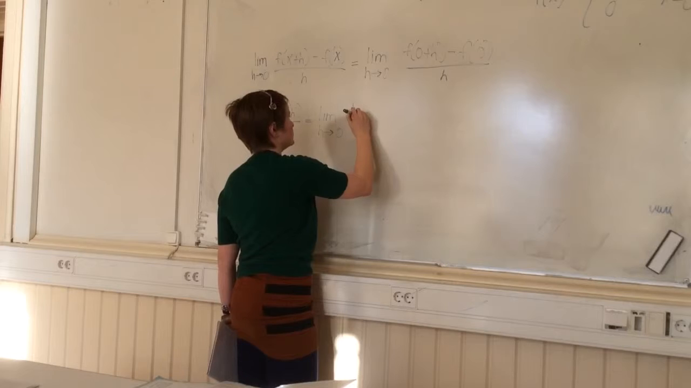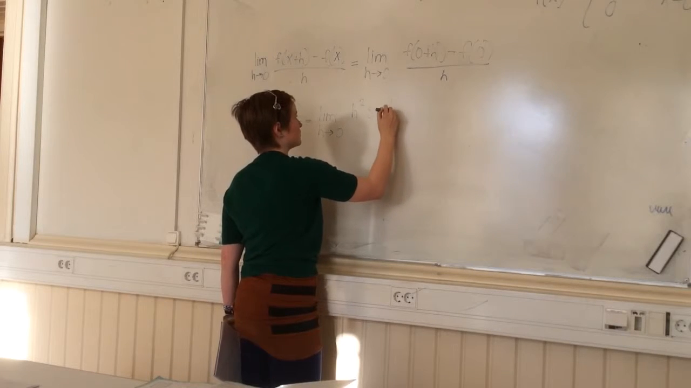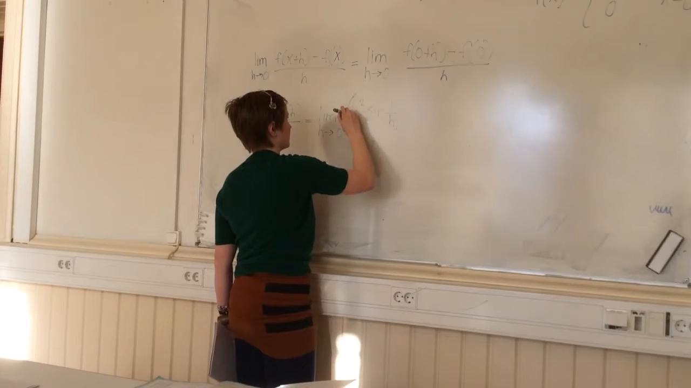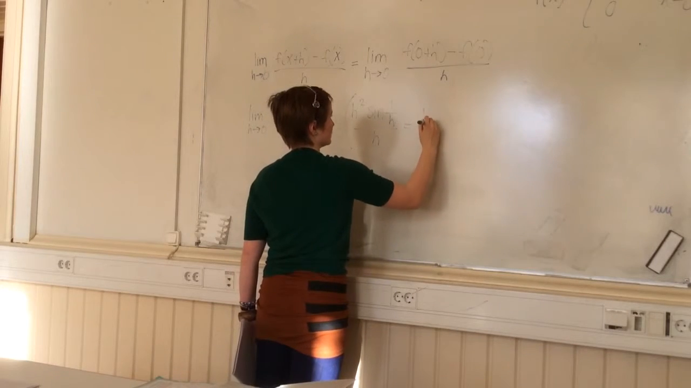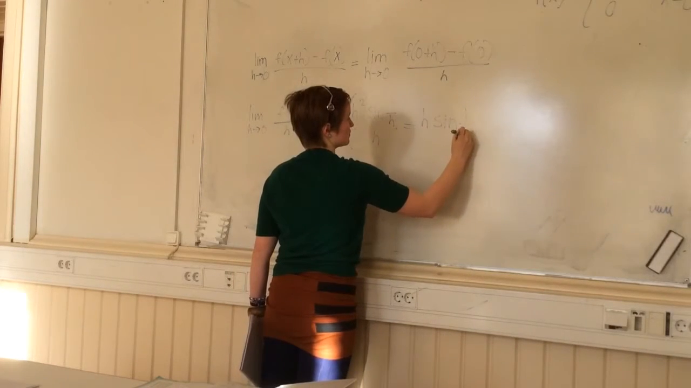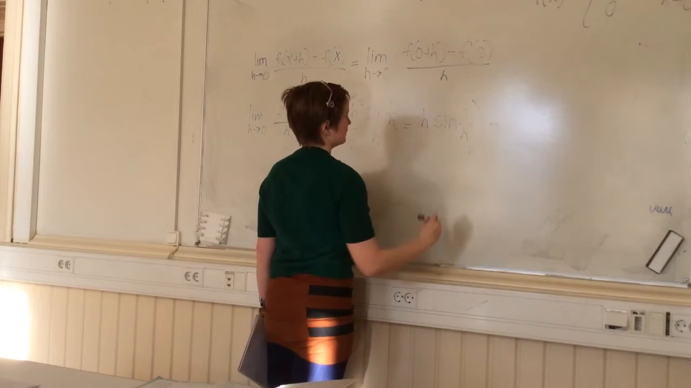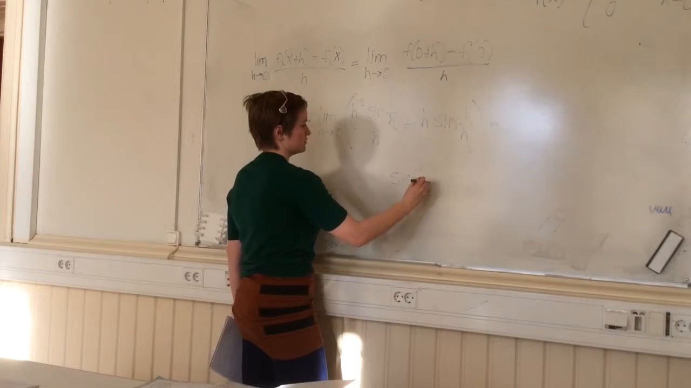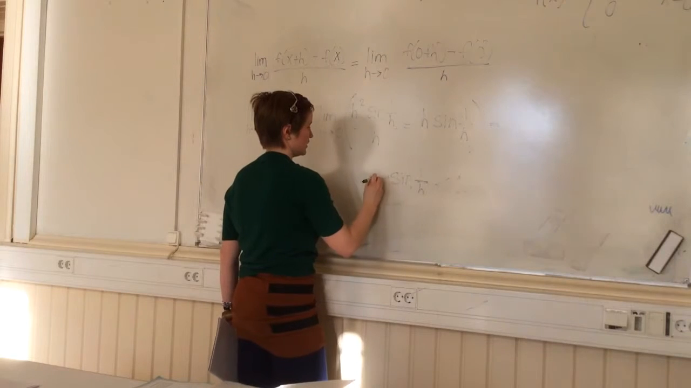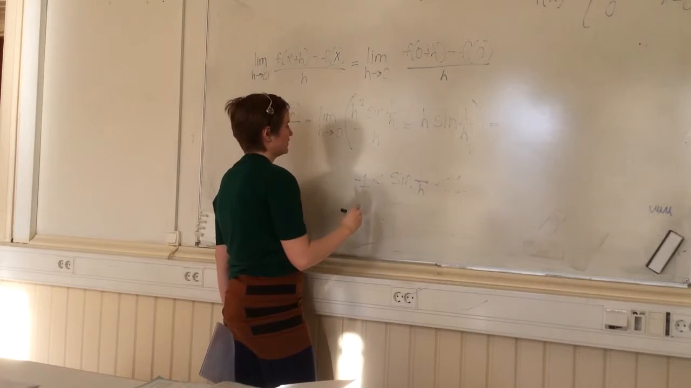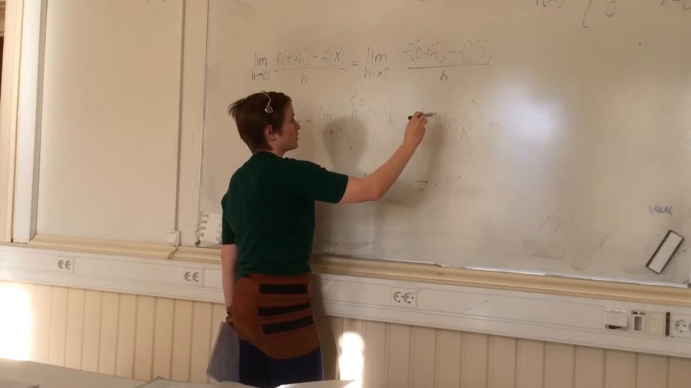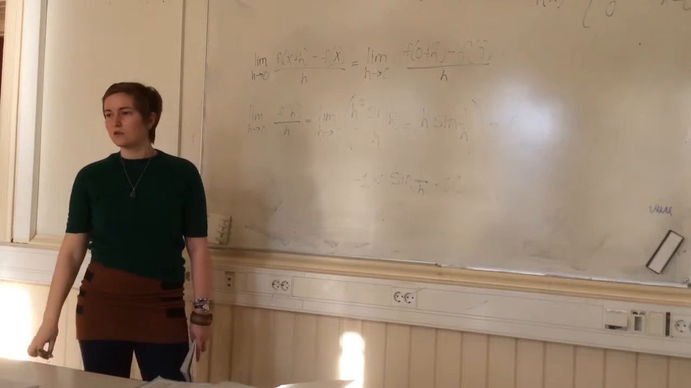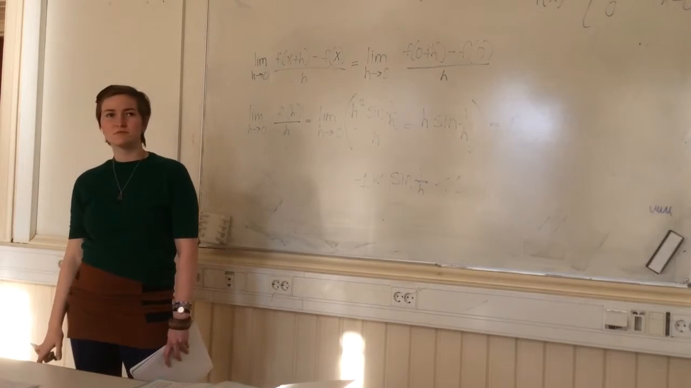So we plug in h. And we can cancel out an h to get this. And sine 1 over h is always between 1 and minus 1. And as h goes to 0, this h will become 0. So the whole limit will become 0. Did everybody get that? Any questions? I didn't. Can you tell me again?